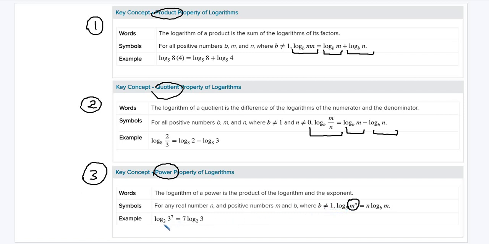For example, this one here. We have log base 2 of 3 to the power 7. And guess what? The 7 is dropped in the front. Now it is 7 times log base 2 of 3. The exponent 7 is not up here anymore. It is in the front. We can do that. It is the power rule: the exponent can be dropped in the front. That's rule 3. Okay?